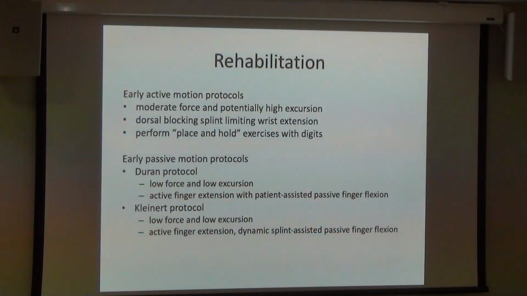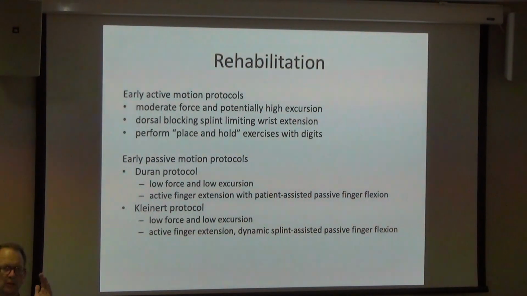Healing we've spoken about. Healing, there's lots of rehabilitation, lots of different protocols to design. The pretty standard protocols which most people adhere to are going to be the Duran or the Kleinert, and both of them are low force, low excursion. So you're basically blocking certain movements. All right, and it's mostly passive movements to start off with. Okay, and they quickly move on to either dynamic or patient assisted.